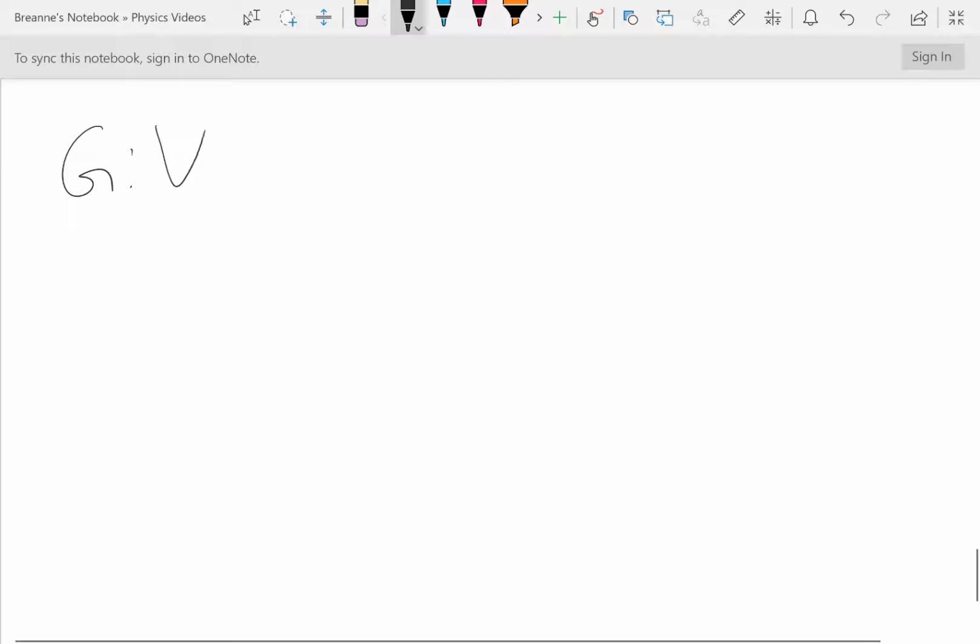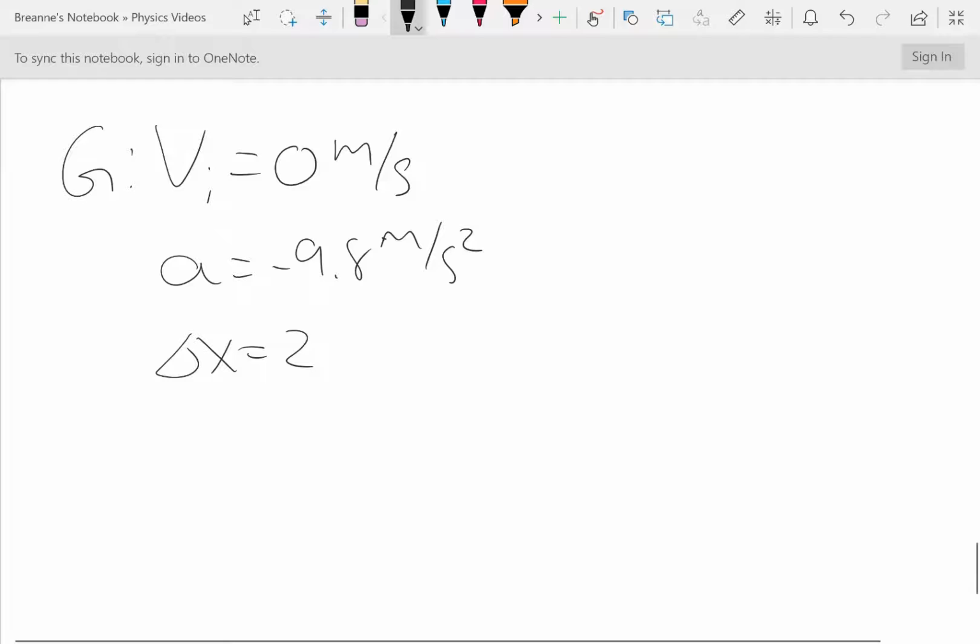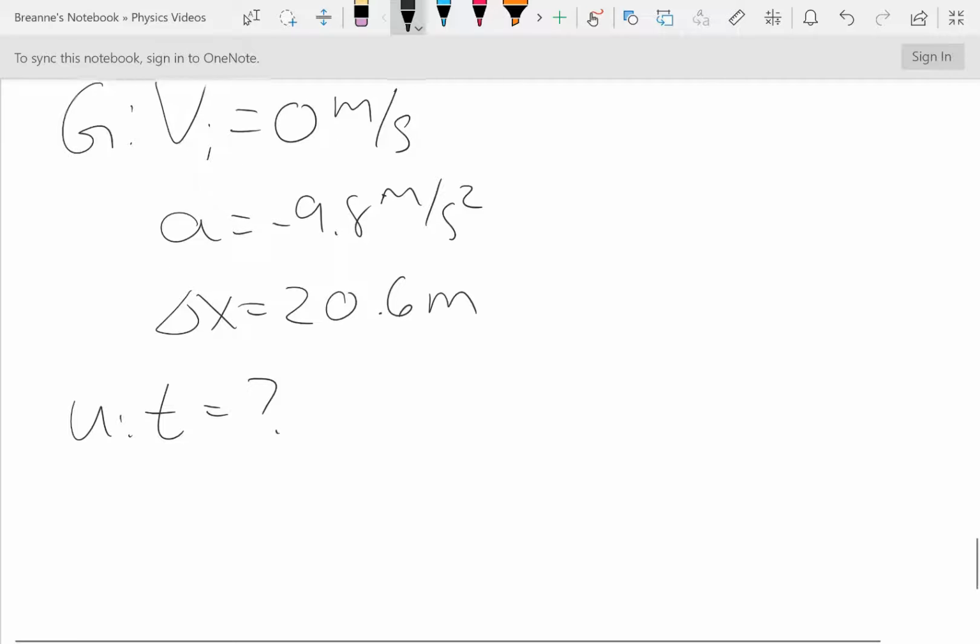So given, we're going to make our initial velocity 0. The reason we're making our initial velocity 0 is because at the very top, the ball's not moving. We don't know final. We know acceleration is negative 9.8 meters per second squared. We know our displacement is 20.6 meters, and we're looking for time. That's our unknown.